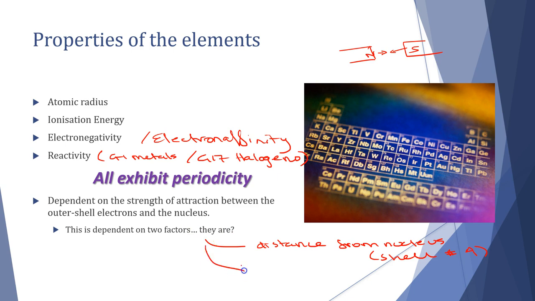And of course, the other one is our effective nuclear charge, because that is the magnitude of the strength of attraction that the nucleus has in the first place. Okay, so something that has an effective nuclear charge of +1 is going to be holding on to its electrons far less tightly than an atom that has an effective nuclear charge of +7.